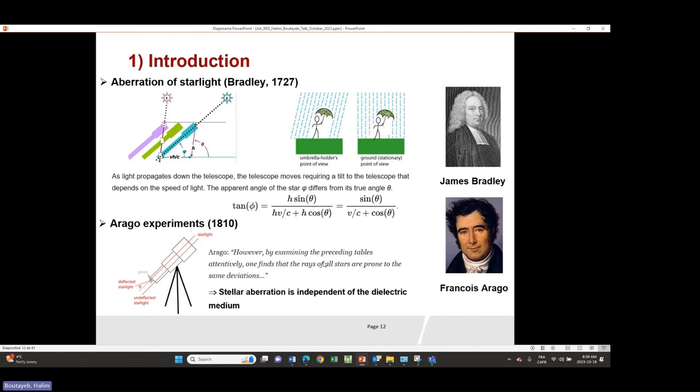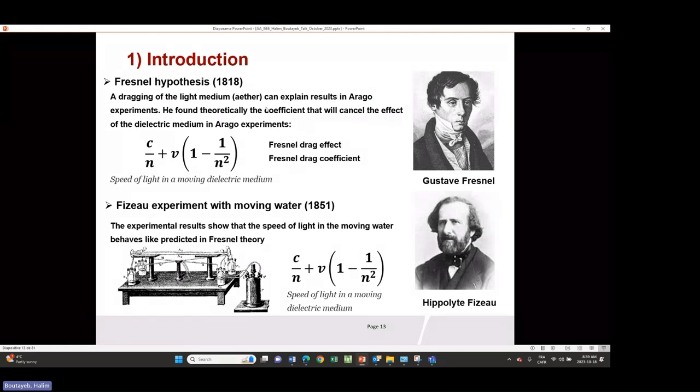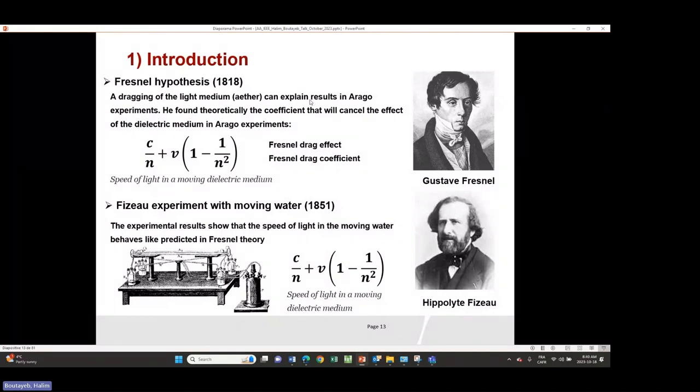And he was working on the particle theory for light. He was working on Newton's view about light, so particle. Then he asked his friend, Gustave Fresnel, who actually was really interested in the Young experiment. So Young did some experiment here, and from his experiment, he found that the light behaved like a wave.